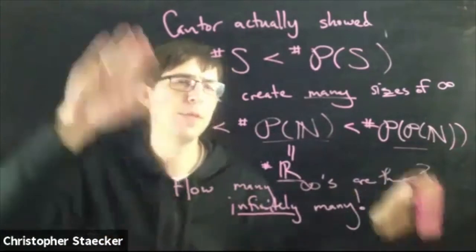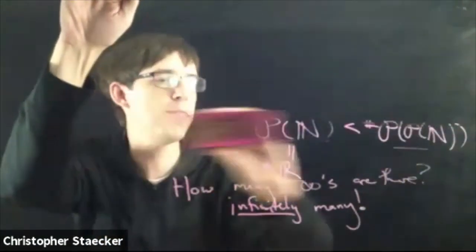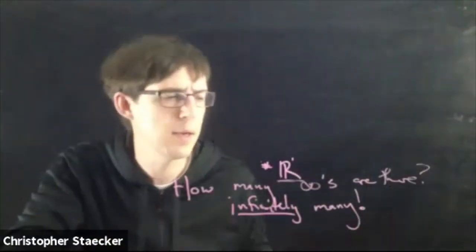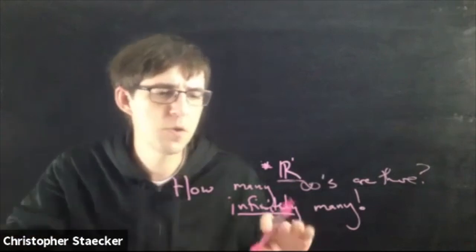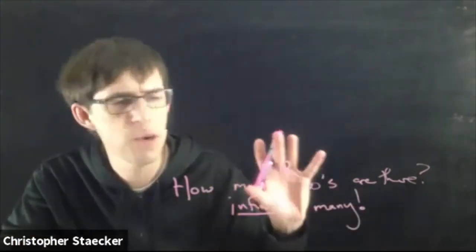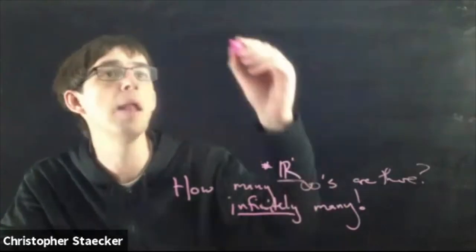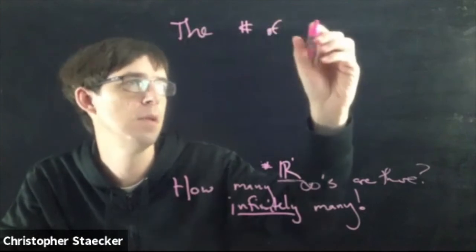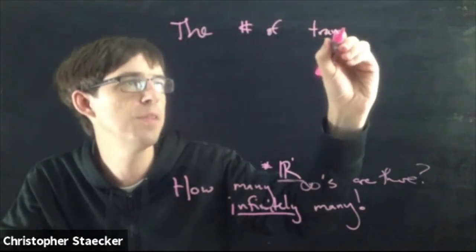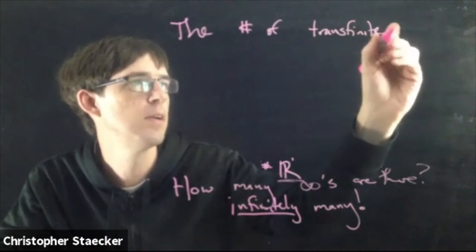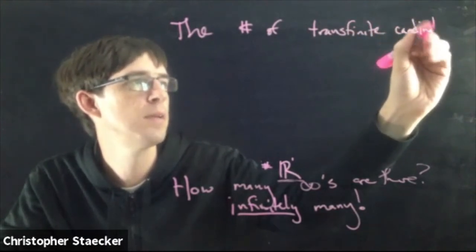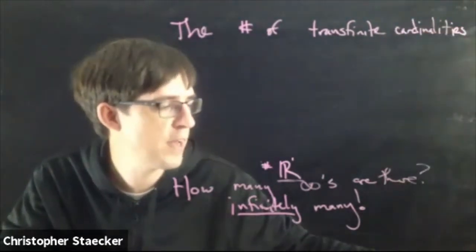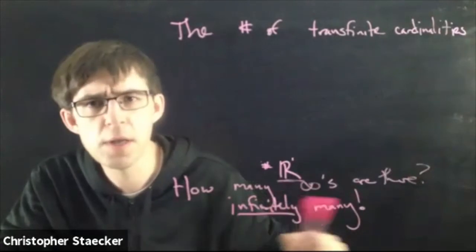So this is very strange and a very deep fact, which I must confess, I'm not a mathematical set theorist. This is not really my thing. So I don't know all the details about these very deep questions about the size of infinity, but I know enough to say this. The word they use for this is transfinite cardinalities. The number of transfinite cardinalities, that is how many different infinities are there?